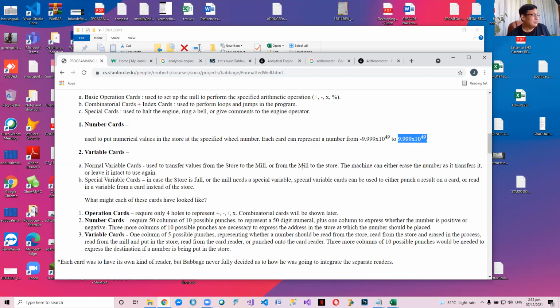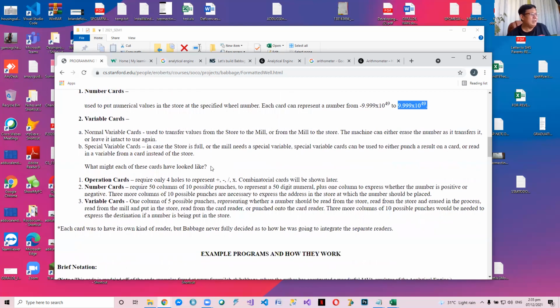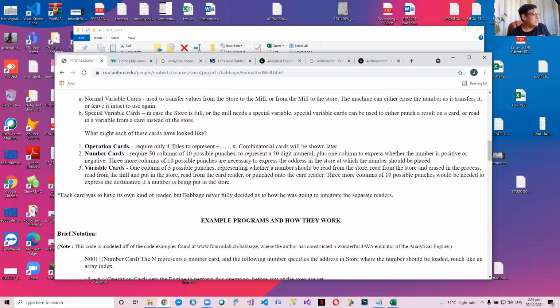Okay? So variable cards are used to transfer values from the store to the mill or from mill to the store. The machine can erase the numbers as it transfers them, which means like, setting values to 0. Okay? Special variable cards. In case the store is full, the mill needs a special variable. No? Kung napuno na yung store, kailangan ng special variable. So these are examples. No?